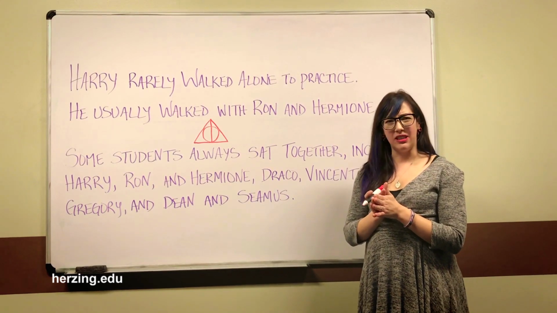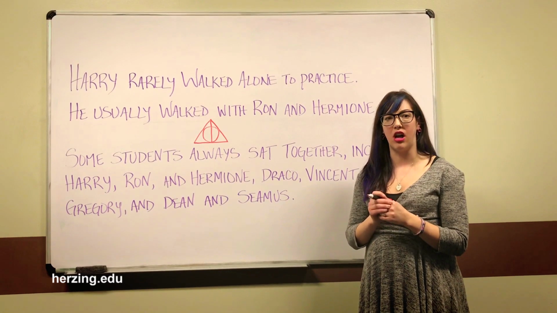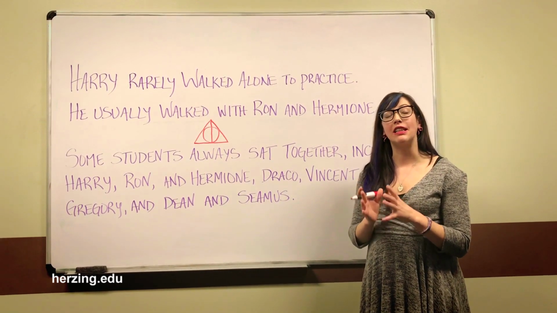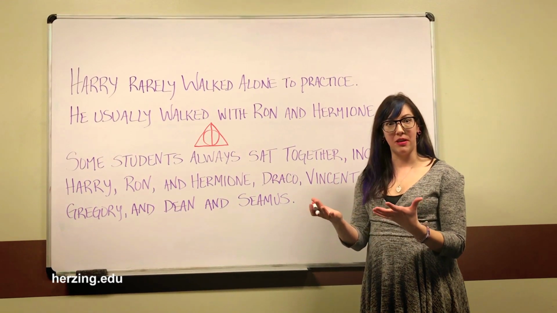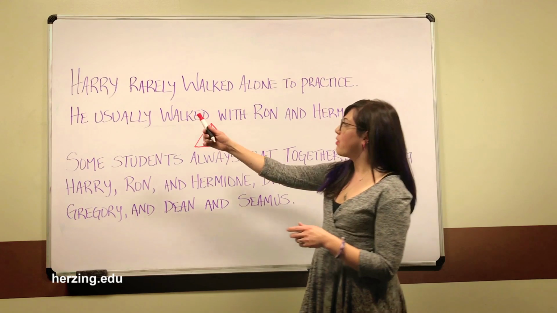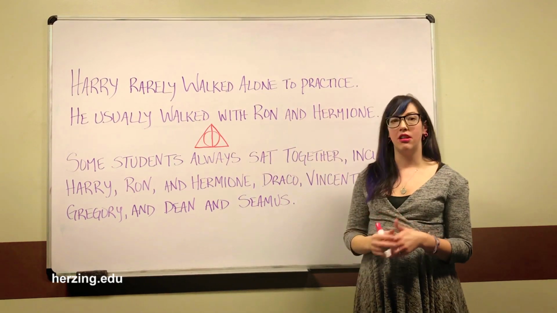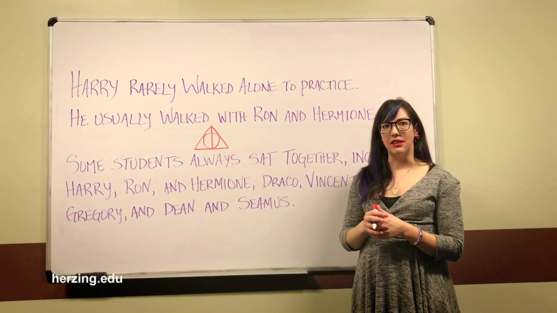Independent clauses. What is an independent clause? Well, if you remember from our video on commas, an independent clause is a part of a sentence that can stand on its own. It has a subject, and that subject is doing something, and it expresses a complete thought. So, Harry rarely walked alone to practice. That is an independent clause. It's also a complete sentence.